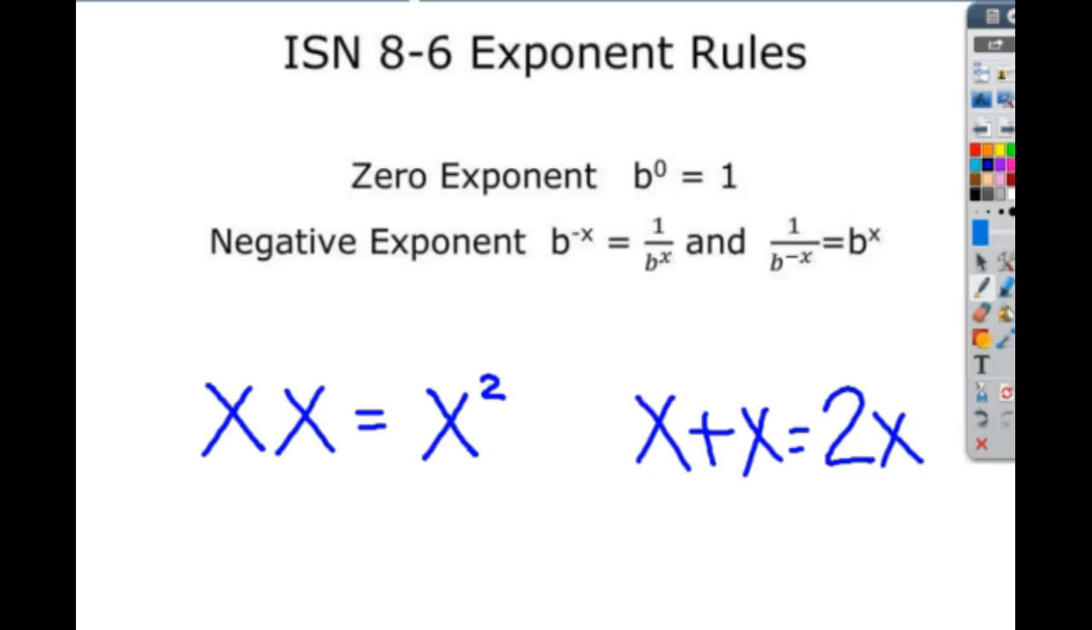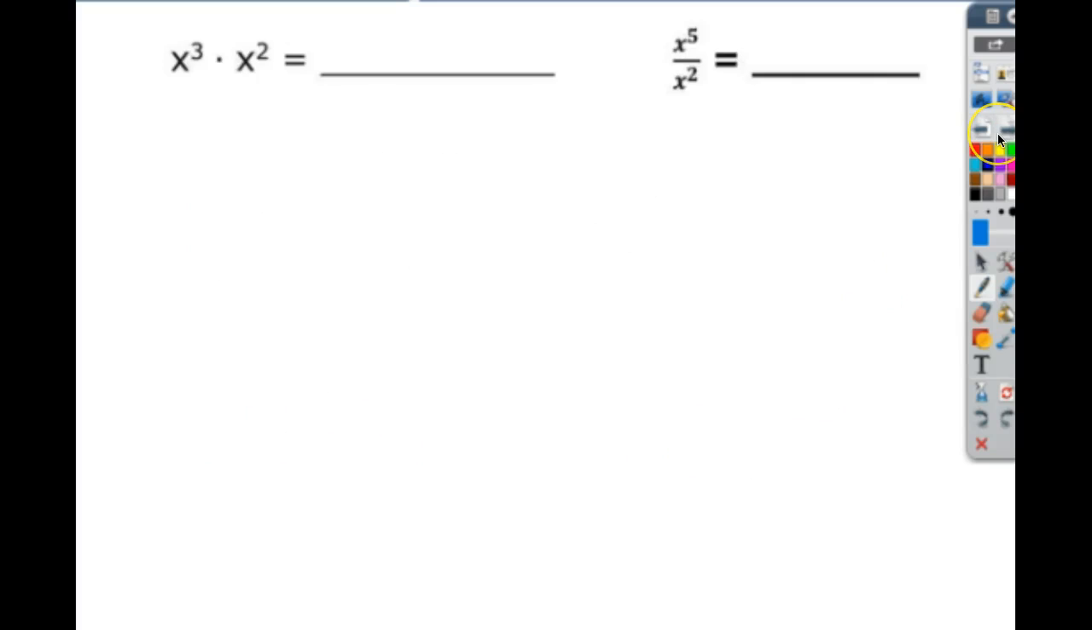Today we're going to look at the exponents. I've given you two rules. We're actually going to come back to this rule next week. I don't think we have any problems on our paper today where we have to use this exponent rule here. But instead of using the rules, we're just going to use the definition of what an exponent is.